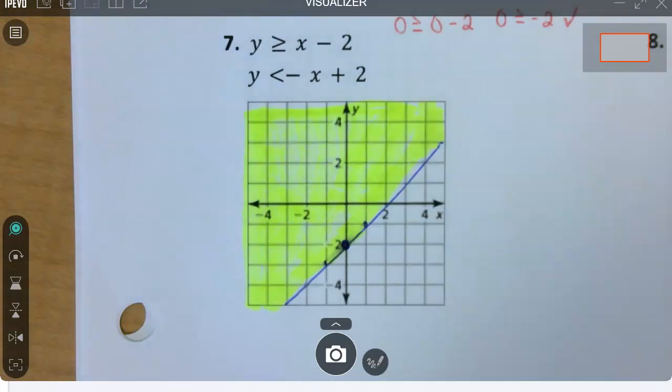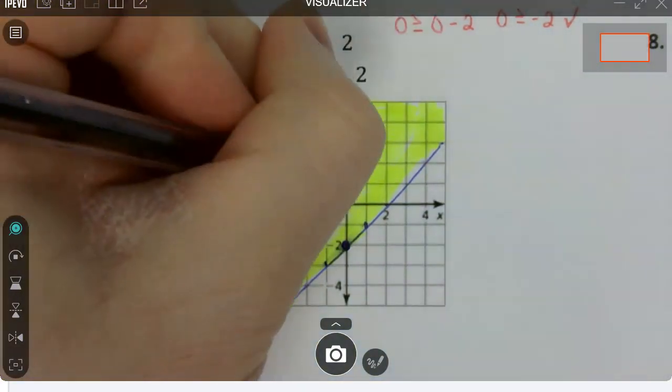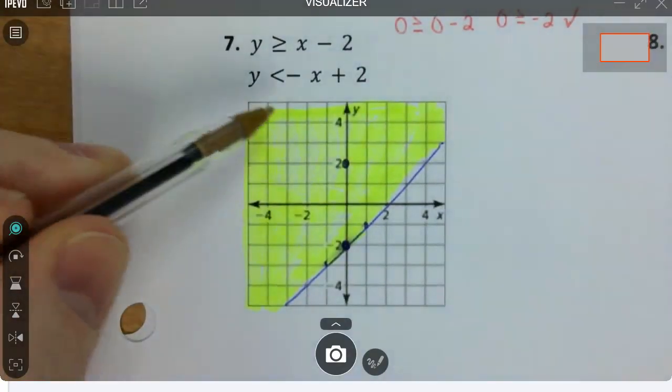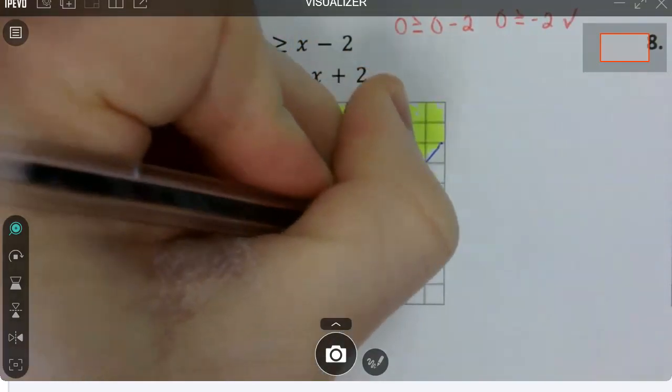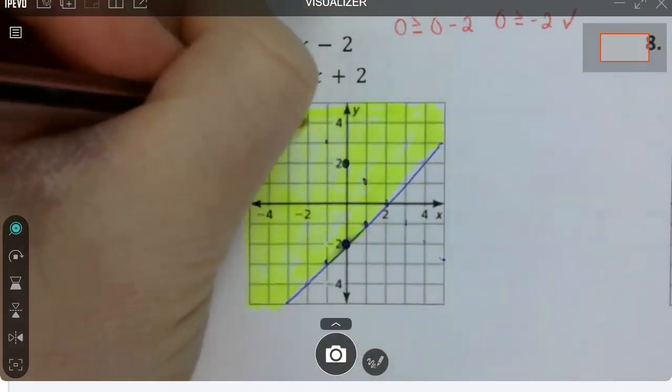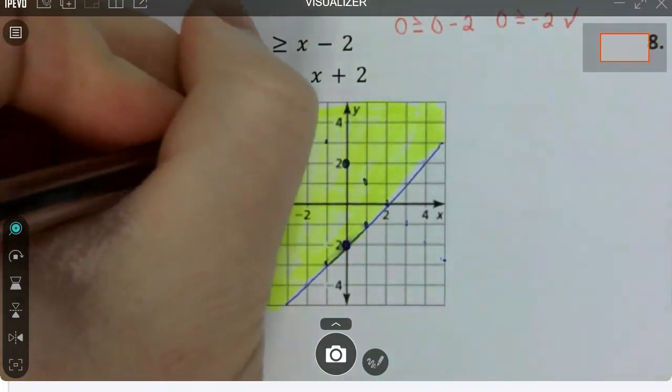All right, and now go to our second one. Now we're at a y-intercept of positive 2, and I have a slope of negative 1. So down 1, right 1, down 1, right 1, on and on. Or up 1, left 1, up 1, left 1, up 1, left 1. It's only less than, so it's going to be dashed.